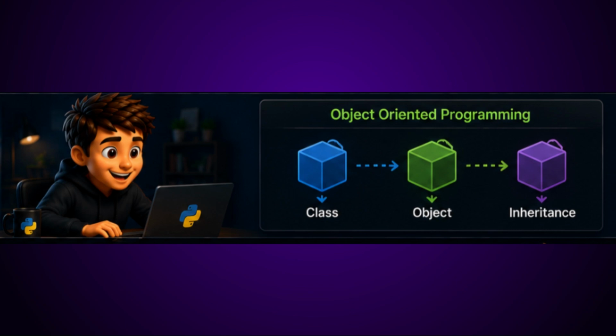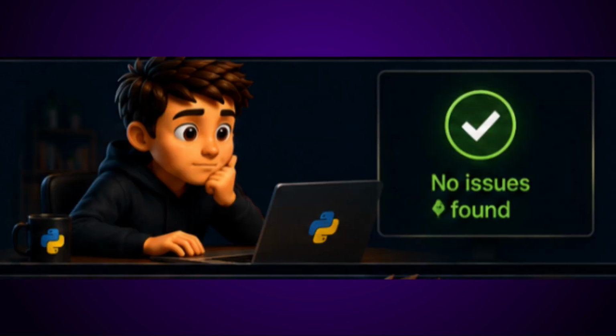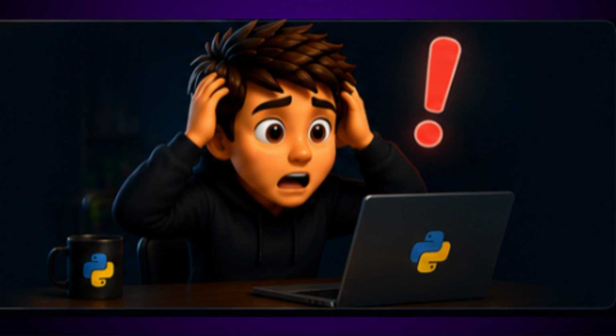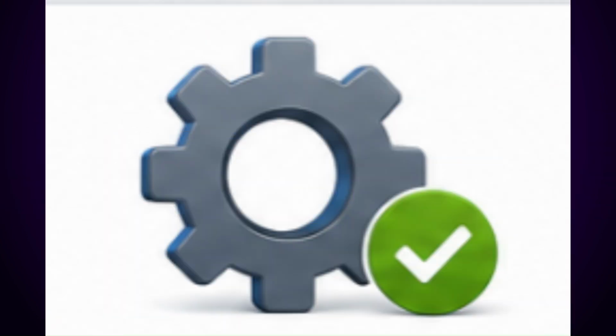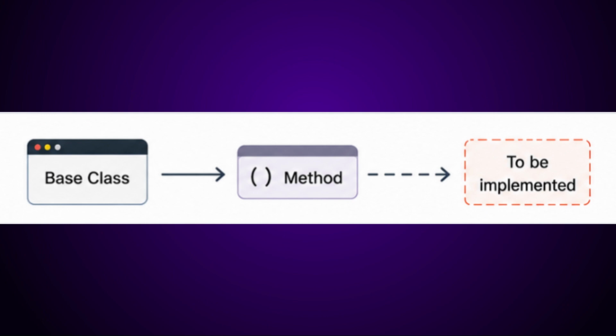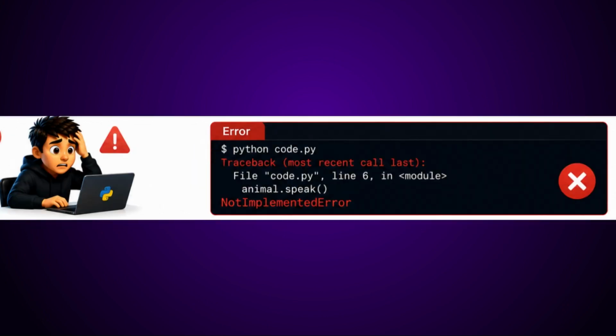Alex has started learning object-oriented programming. He creates a class hierarchy and runs the program. Everything looks correct, but Python suddenly shows an error. This error is called NotImplementedError, and it usually means a method was expected to be implemented, but it was left unfinished.